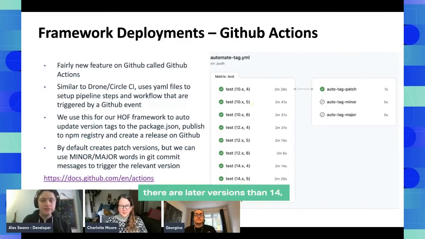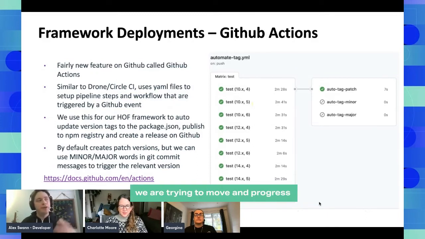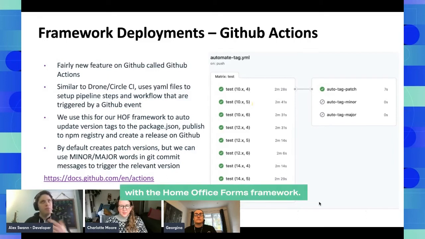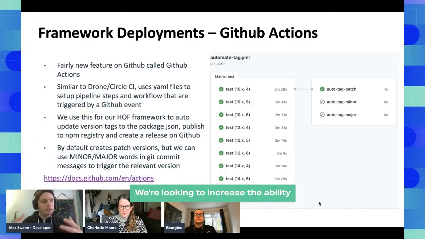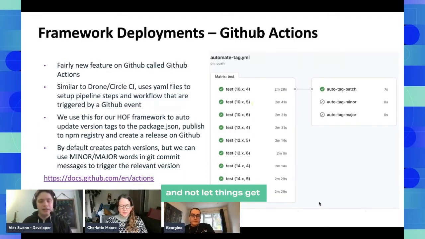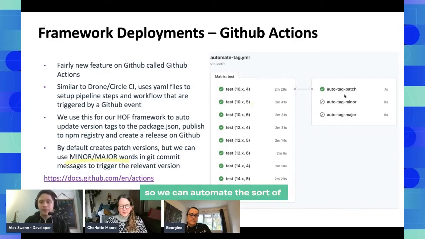I appreciate there are later versions than 14, but again, these are things that we're trying to move and progress and upgrade gradually, because with the Home Office Forms framework, it hadn't been maintained so well in the past, but now we've got a team focused on it full time. We're looking to increase the ability to keep updating faster and faster, and not let things get too deprecated. At the moment, also, we're using Git commit messages and minor and major tagging, so we can automate the tagging process.